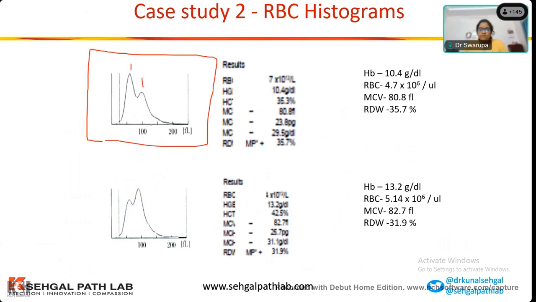So that means there are two RBC populations. I don't even need to look at the smear. I can tell you there are two RBC populations over here. So what is this picture? It's a dimorphic picture. Now can you tell me what kind of dimorphic it is?